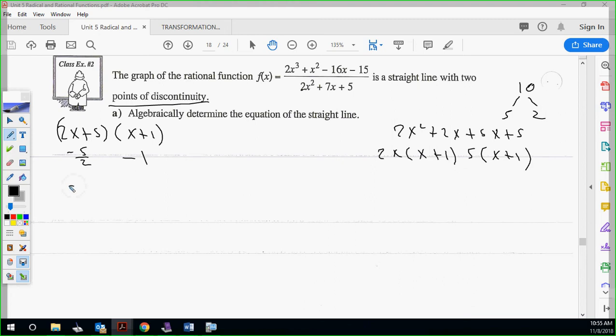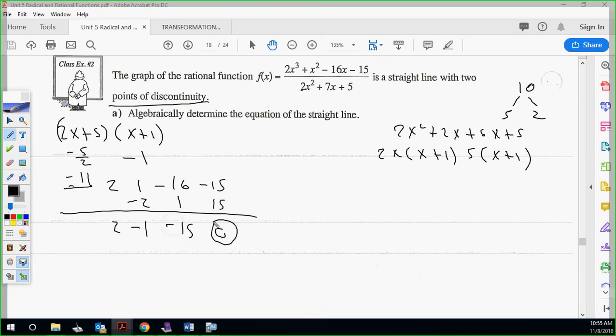So if we go negative 1 here, 2, 1, negative 16, and negative 15. So drop the 2, negative 2, negative 1, 1, negative 15, 15, 0. Okay, so that is a factor of the top. So if I'm coming over here and writing this, the factor on the top, x plus 1, is 1.